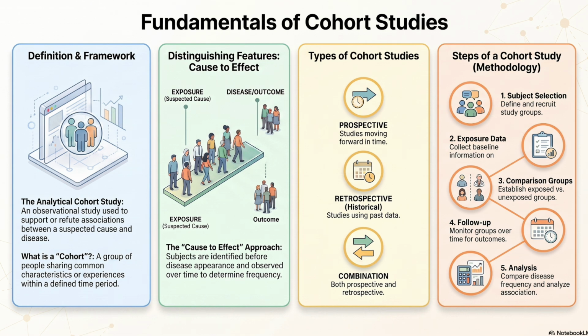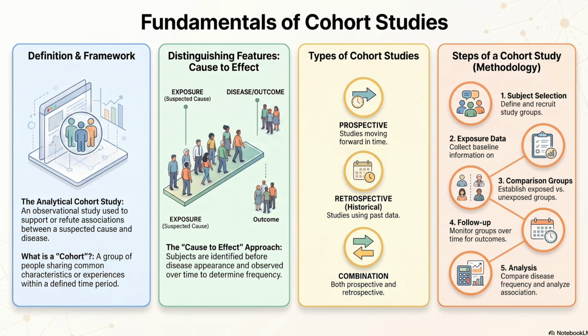Researchers follow both groups for several years and compare the occurrence of lung cancer. If lung cancer develops more frequently among the exposed workers, an association between asbestos exposure and lung cancer becomes evident. This forward direction from exposure to outcome is the hallmark of cohort studies. Because the exposure clearly occurs before the disease develops, cohort studies establish temporality, one of the strongest criteria for assessing causality.